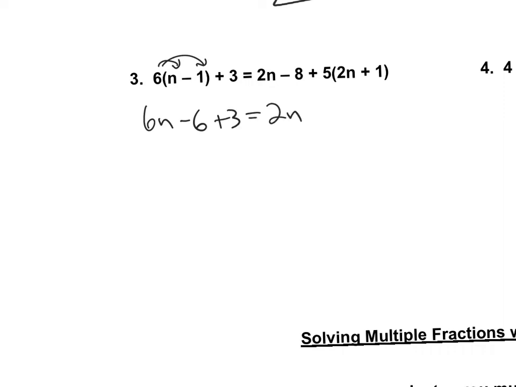On the other side, we have 2n minus 8, and then we need to distribute this 5. So 5 times 2n is a positive 10n. 5 times 1 is a positive 5. So now we have some like terms that we can combine.